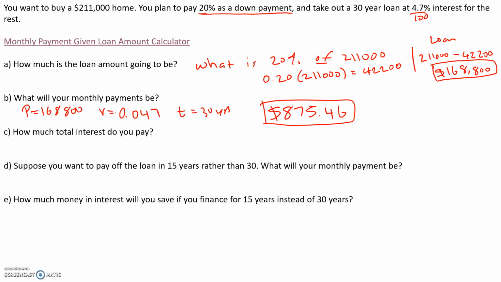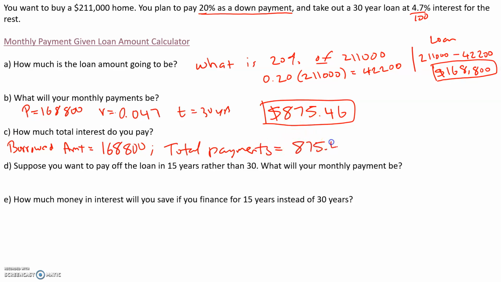Well, let's think about this. We borrowed 168,800. So the borrowed amount is equal to 168,800. That's how much money we should be paying off. Now, how much do we actually pay off? So the total payments: you're making a payment of $875.46 per month. Every year you make 12 payments, and you do this for 30 years.